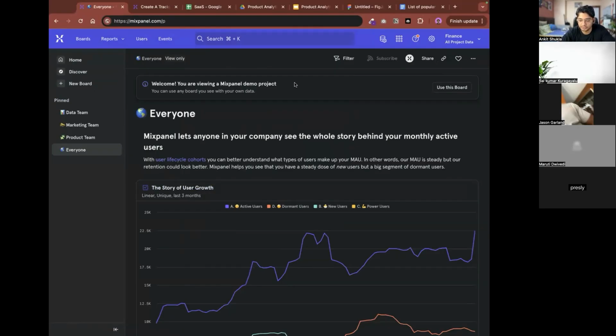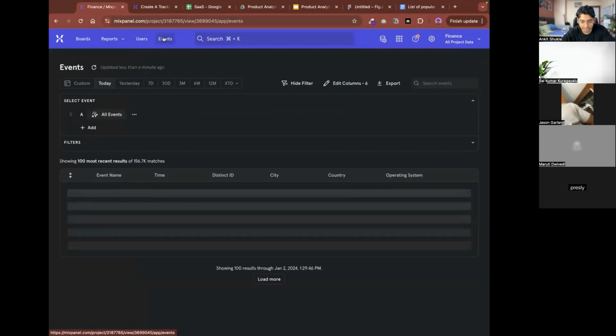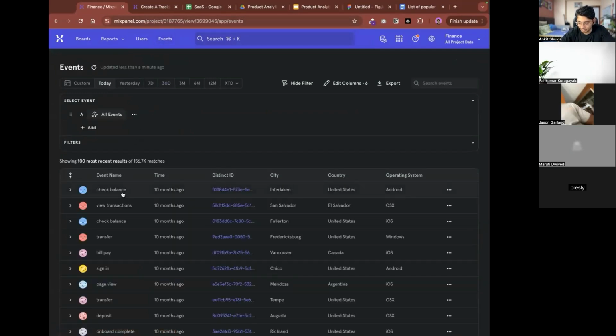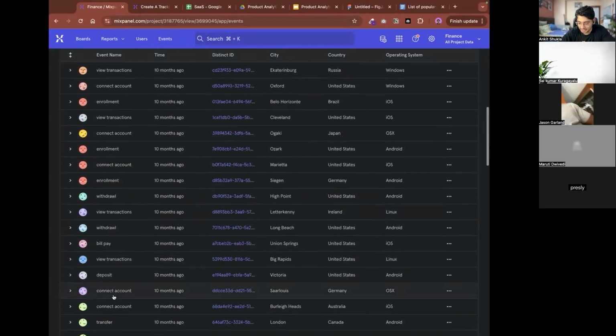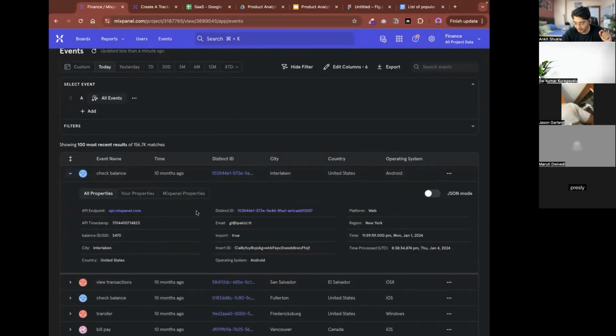Once that data set is ready, first is events. If you go to the event section, you should be able to understand what different kinds of events are available. So check balance, view transaction, these are all the event logs, what is happening. These events are sent in a spreadsheet to the developer by the product manager. If you click on any event, these are all the properties of the events. What is the balance? What is the city? What is the country? What is the operating system? Whatever events you are sending, you can test it by going to the event section of Mixpanel.